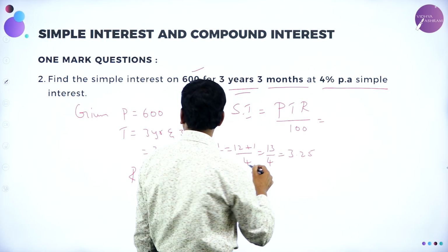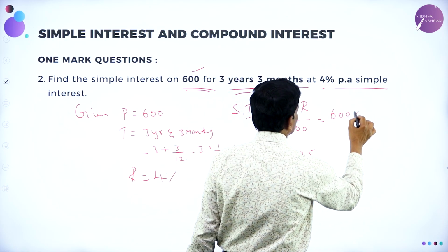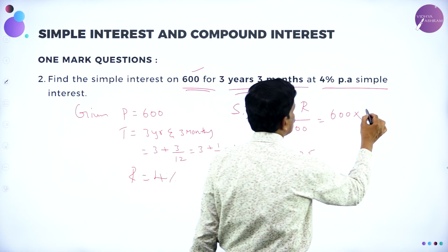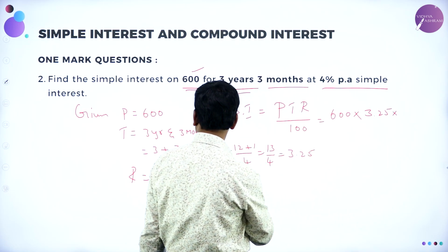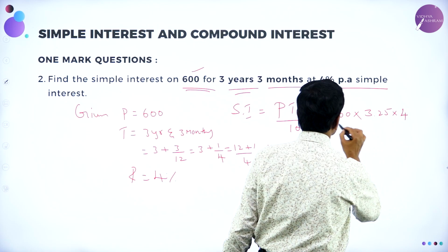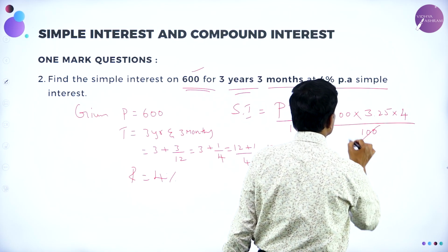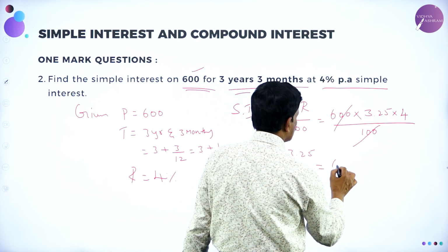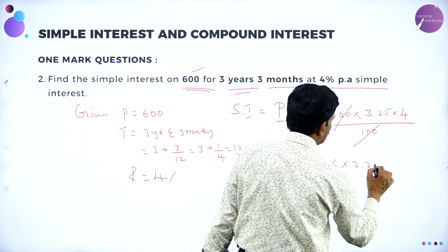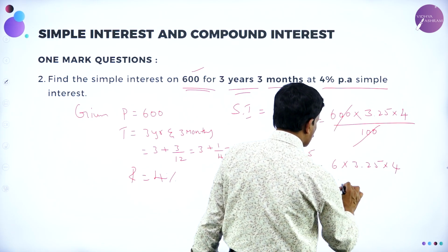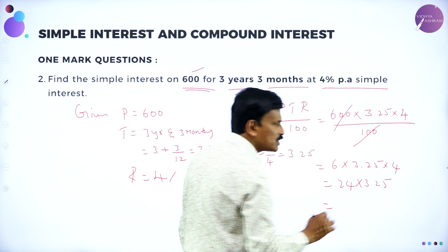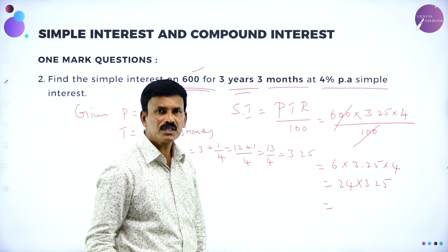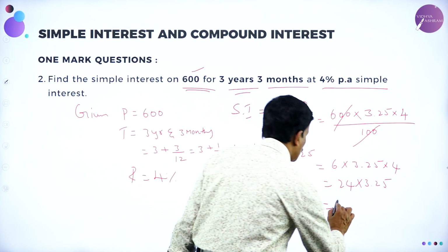Substitute the values. What is the principal? 600 into time period is 3.25 years into rate of interest is equal to 4% divided by 100. These two zeros get cancelled. 6 into 3.25 into 4, that is 24 into 3.25. Simplify this. That's equal to 78.